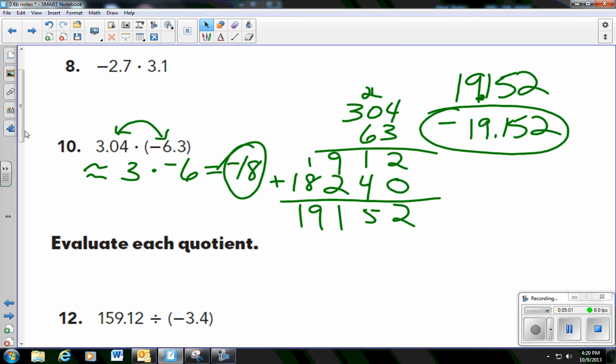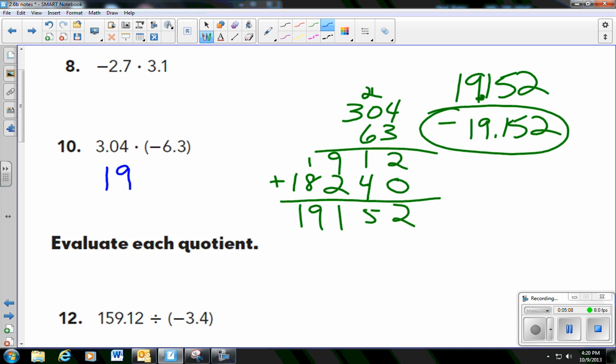Now again, as far as where to put your decimal, when you were all finished, you got 19152. If you go back to your original numbers, you have two numbers to the right of your decimal here, and one number to the right of your decimal, for a total of three numbers to the right. So that just means you're going to start at the very end, and you move your decimal three places to the left. And there's your 19.152, and again, one negative, so negative.